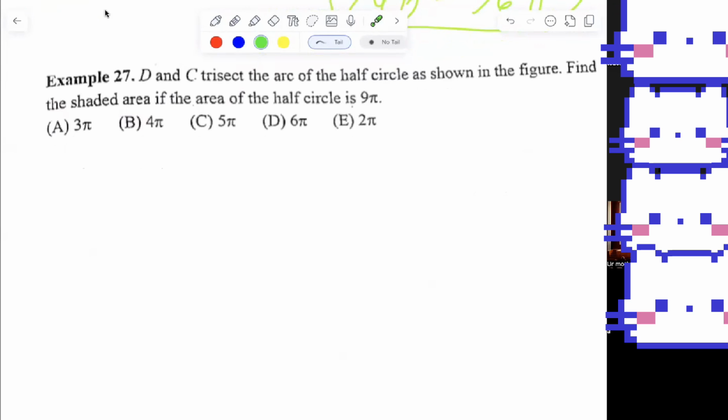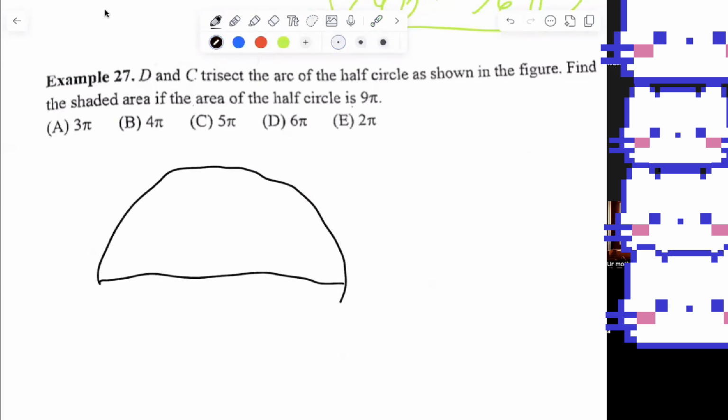I don't know if you guys can see the figure in this example. So here we go. We want to show you the figure. I'm not good at drawing, so I'm gonna try my best. This is the half circle, right? This is AD.